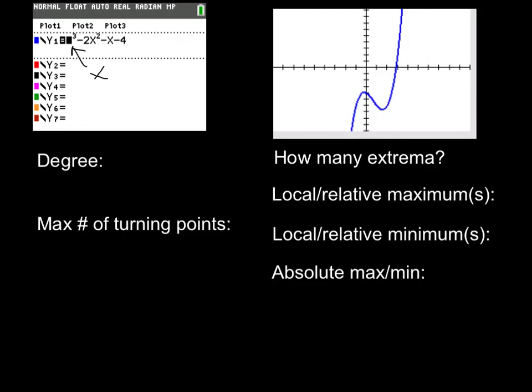So here's a problem you guys can try on your own. Here's your function on the left over here. This should be an x where this black square is. It got blacked out when I took the picture. So this is the function x cubed minus 2x squared minus x minus 4. This is a picture of your function on the right. I'd like you to answer what the degree is, what's the maximum number of turning points we have, how many extrema the graph has, what are the local maximum and minimum, plural if there's more than one, and what's the absolute max and min for this function. Good luck.